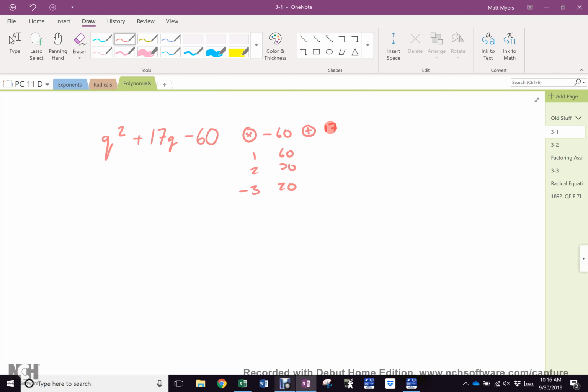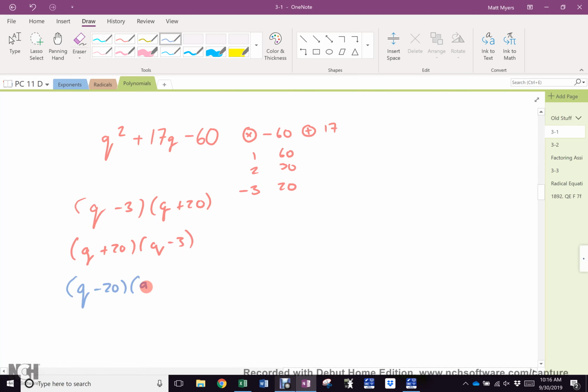Yes. We know it's this, yes? So it is Q minus 3 and Q plus 20. Is this the exact same thing? Okay. Is this... no? Why not? When I do this double distribution, I would end up with negative 17, right? Are we all cool? All right.